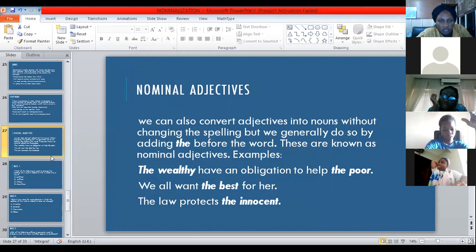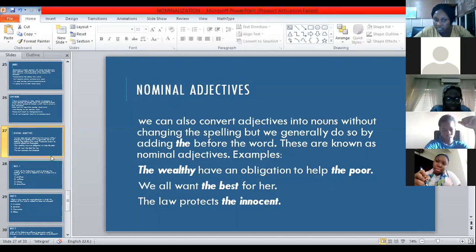The word wealthy is an adjective. The word poor is an adjective, because they both describe nouns or pronouns. But here, because of the addition of "the" before the word, it now makes it what? A noun. That means it didn't change anything. All you just added was another word before it, and we have a noun phrase in short. The wealthy have an obligation to help the poor.